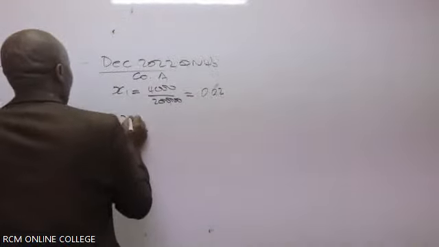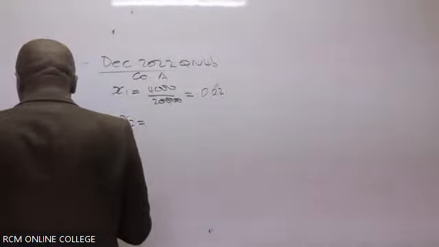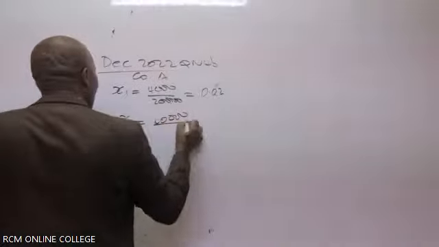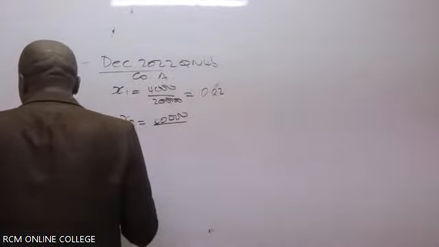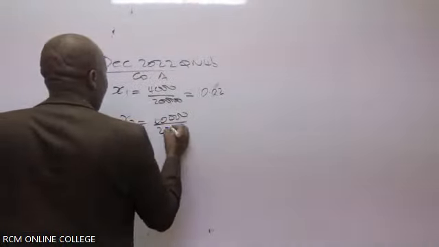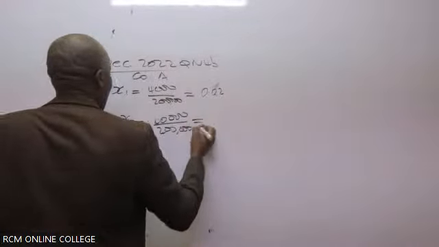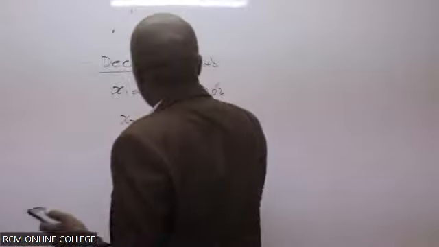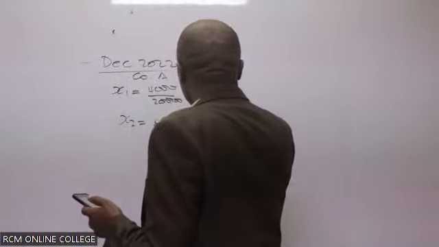Then go to X2. X2 wants us to take retained earnings over total assets for company A. Retained earnings we have 60,000, all over total assets there, which are 200,000. So X2 will be equal to 0.3. Thank you very much.